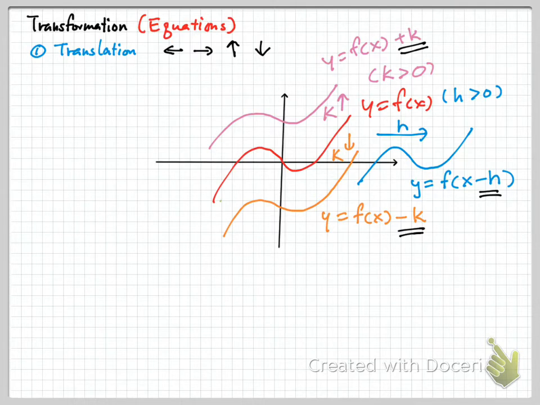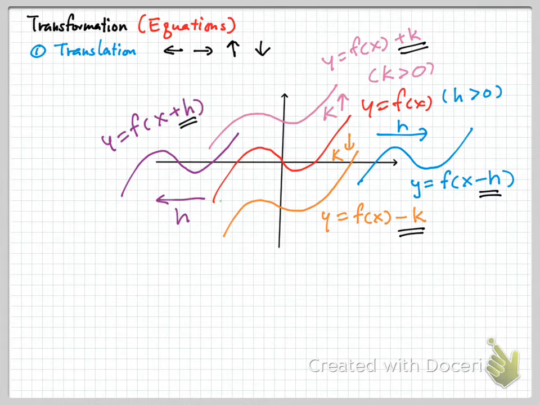Now, for the difference between inside the bracket and outside the bracket, you have to refer to the previous video about function notation. It details the difference between inside and outside the bracket. So finally, when the graph is moved to the left hand side by h units, that would be y equals f of x plus h. So this change once again is applied inside the bracket.